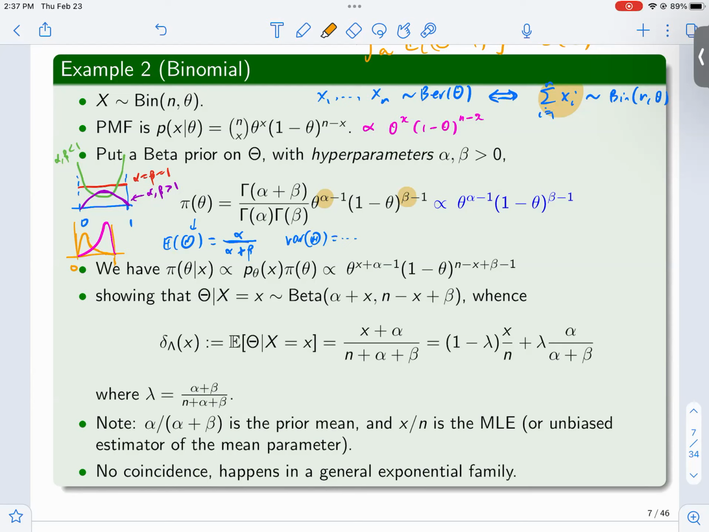So formally, what conjugacy means is a pair of likelihood and prior such that the posterior remains in the same family as the prior. Okay, so we have the binomial family is conjugate to the beta family. So this is the prior, this is the likelihood, and conjugate means that the posterior remains in the same family. The posterior is beta again.